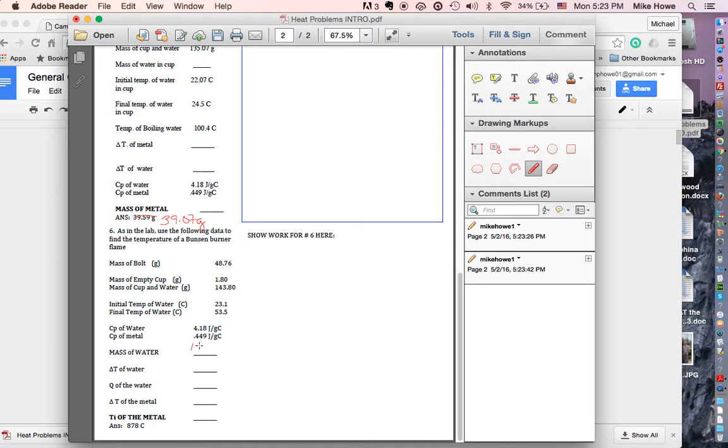So this would be 142. I got that by subtracting those two numbers. Then if I do the subtraction on those, it'd be 53.1 minus 23. Whoops, I'll take that back. It's 53.5 minus 23.1. So our temperature change there would be 30.4 degrees C.